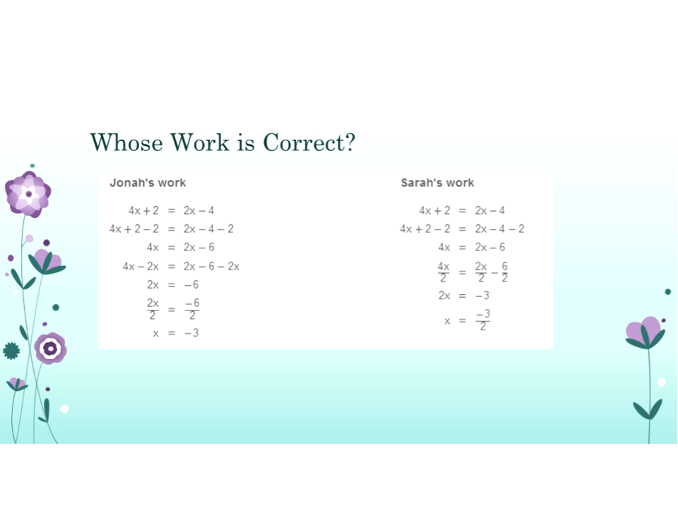So let's look at the problem. Jonah has 4x plus 2 equals 2x minus 4. What he did, it looks like he subtracted 2 from each side, and that canceled out. He was left with 4x. Over here, he was left with negative 6. One step down, it looks like he subtracted 2x from each side, and that cancels out this 2x and puts it over here, 2x equals negative 6. Then he divided each side by 2 so that the variable is by itself. And he got x equals negative 3. That is correct. That is the right way to do it.